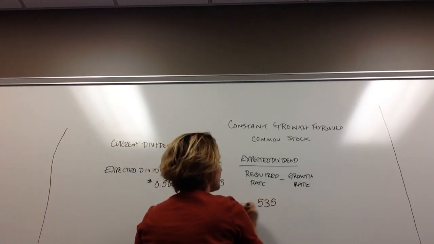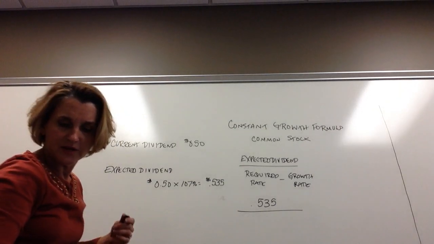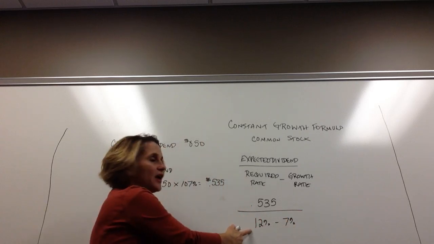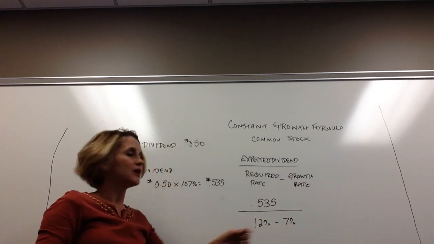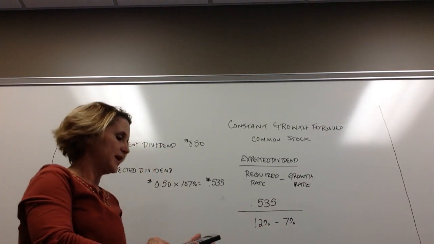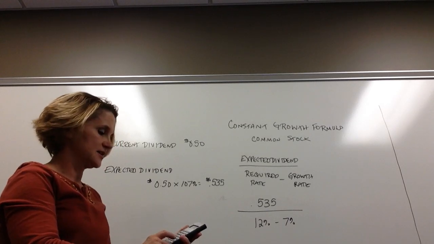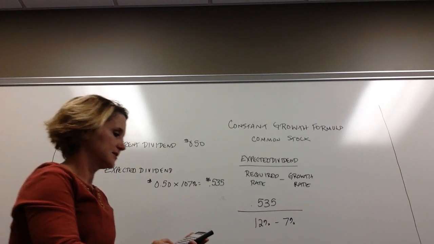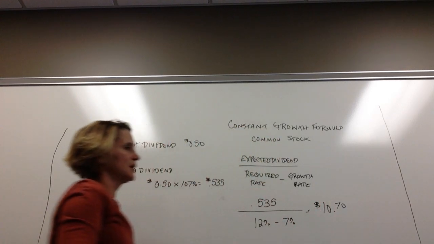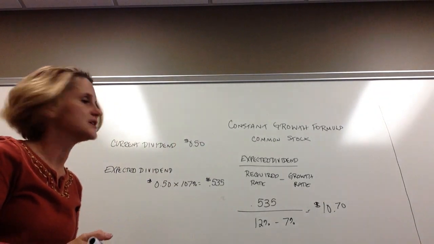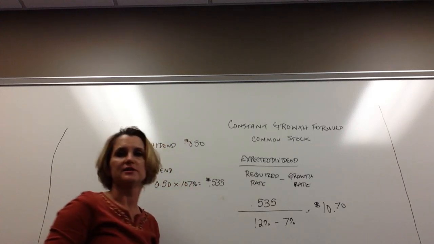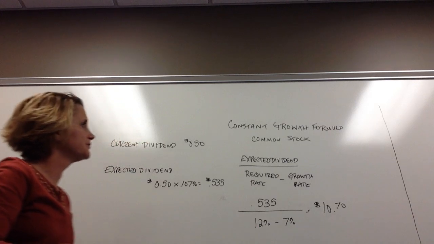So I would put that into the formula here. My required rate for this one is 12%, but how we're going to achieve that 12%, part of it is going to come into play with that growth rate, that 7%. So that's why we subtract it out. So basically you've got 53.5 cents divided by 5%. And that gives us $10.70. So that would be the price we'd be willing to pay for this particular share of stock if it was growing at 7% and we required a 7%, or I'm sorry, a 12% return.